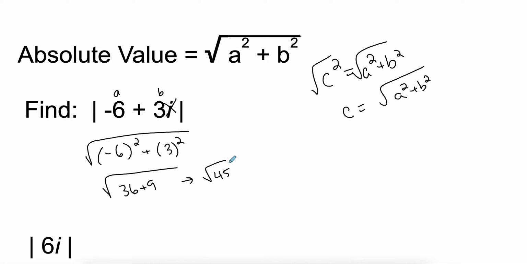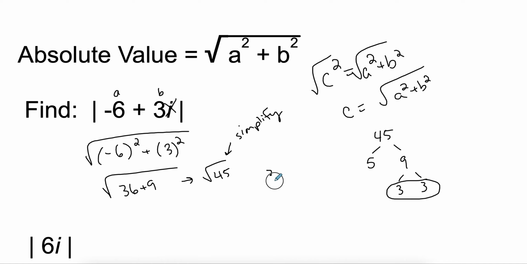And we don't want to leave this like that. We've got to simplify, okay? We need to get this in simplest form. We'll leave it exact, but we want to simplify it. So how do we simplify radicals? Factor trees. So we got a 5, a 9, and the 9 breaks down into a pair of 3s. So we'll take that pair of 3s and bring it out in front, and we will have 3 square root 5. So that is the magnitude, or absolute value, for this complex number.